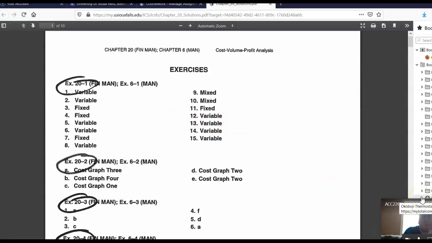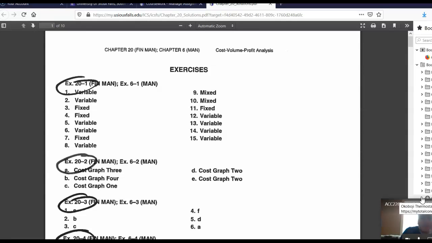Okay, cool. Okay, so let's just go through some of these exercises. If you don't mind, I'll read number 20-1, and I'll explain these as we go, and rather than have you guys read them, I'll just try to explain them as we go because this goes pretty quick.